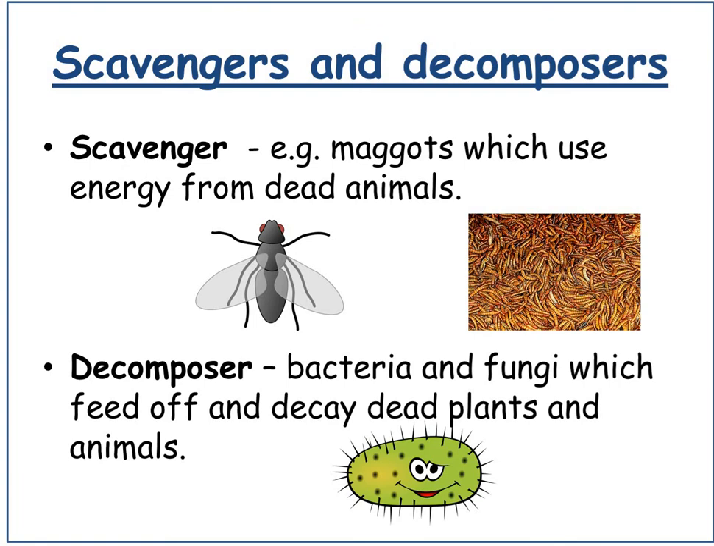Scavengers and decomposers. A scavenger, like a maggot, uses energy from dead animals. Decomposers are bacteria and fungi which feed off and decay dead plants and animals.